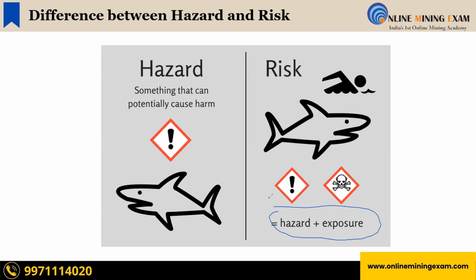When you are walking on the left side of the road, which is designated for walking, then you are facing just hazard. But when you start walking on the wrong side of the road, where walking is not allowed, then you are facing the risk as well. So this is the basic difference between hazard and risk.